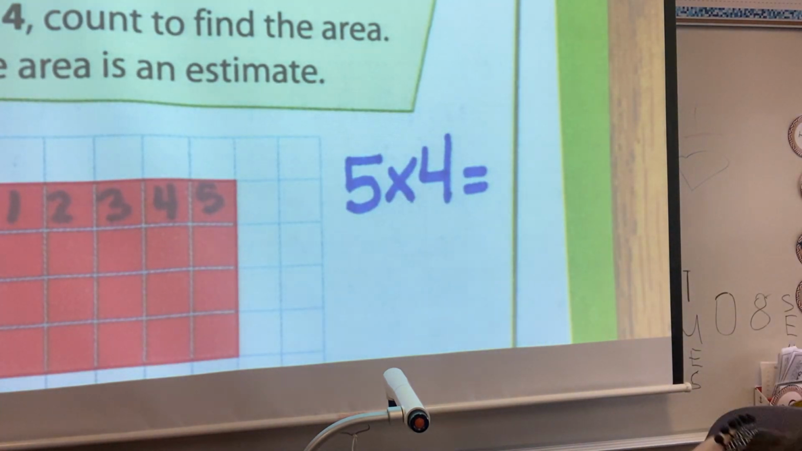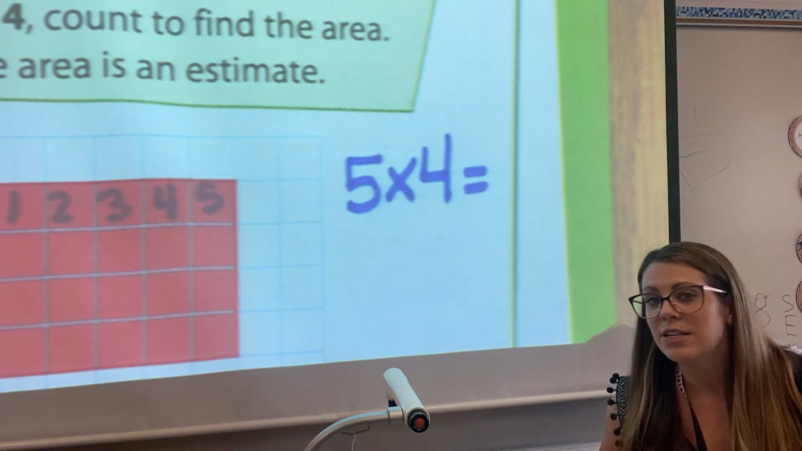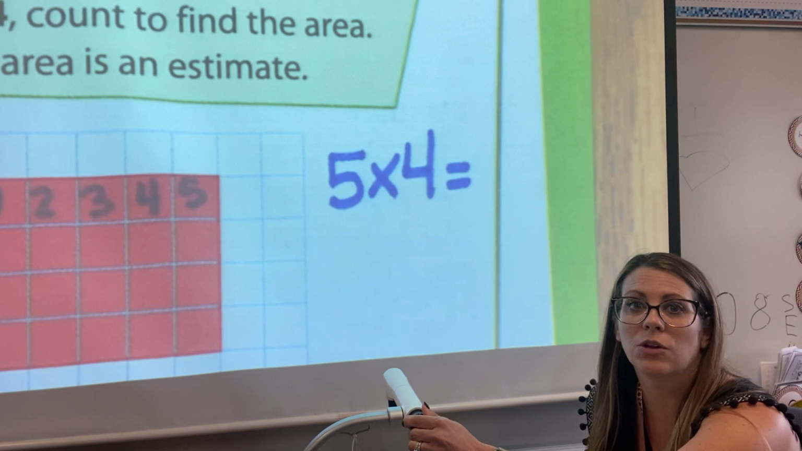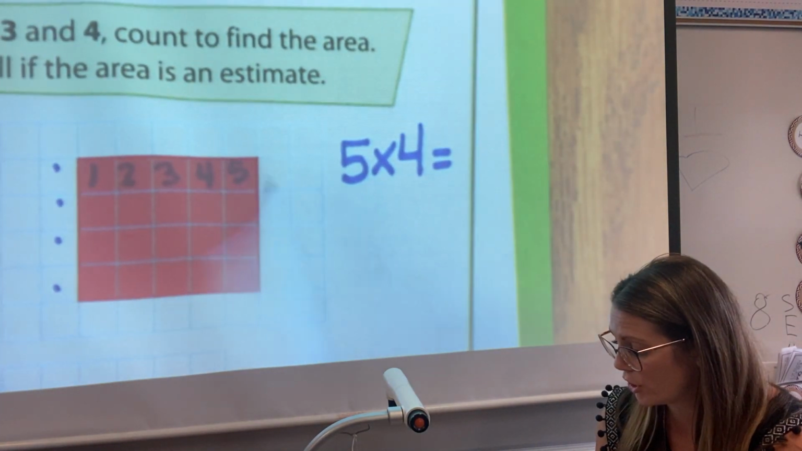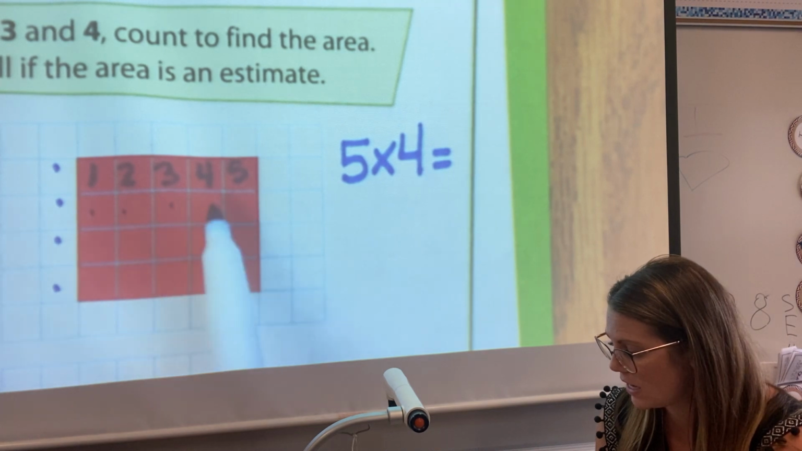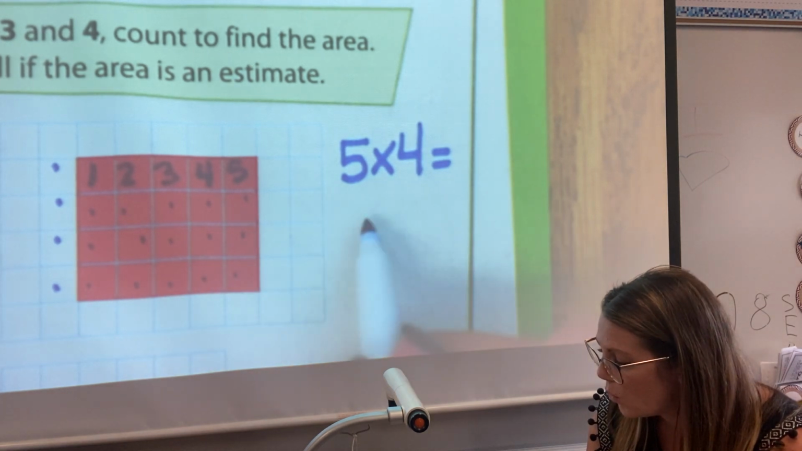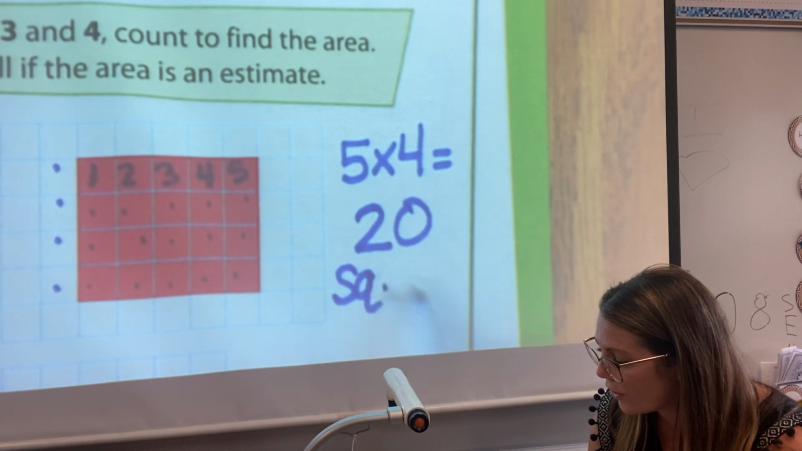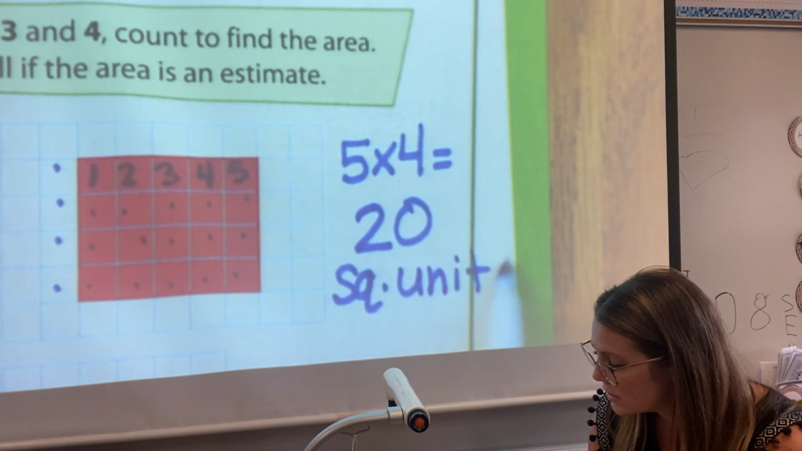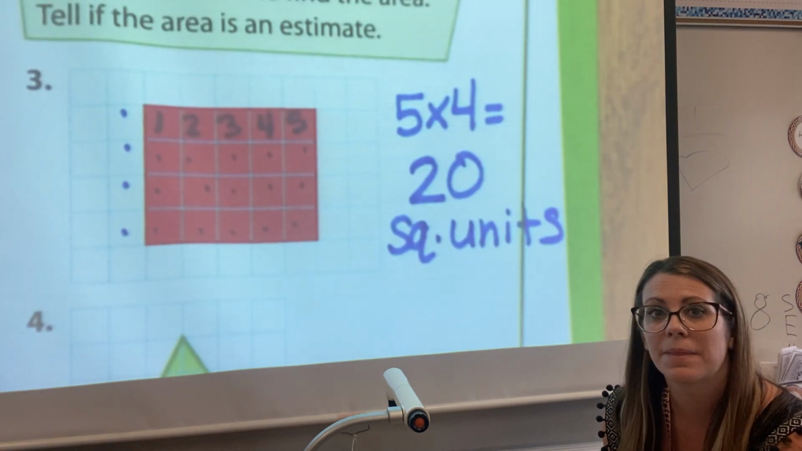Write it down. It equals 20, right? So, I'm going to unzoom you a little bit. We could count them just to make sure. 6, 7, 8, 9, 10, 11, 12, 13, 14, 15, 16, 17, 18, 19, 20. We should have gotten 20 square units. We want to make sure we include square units on that. Okay?